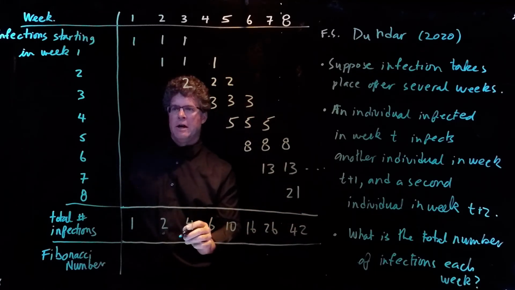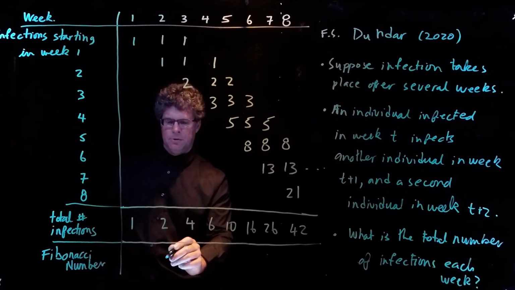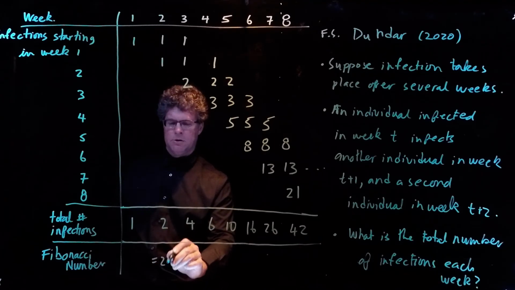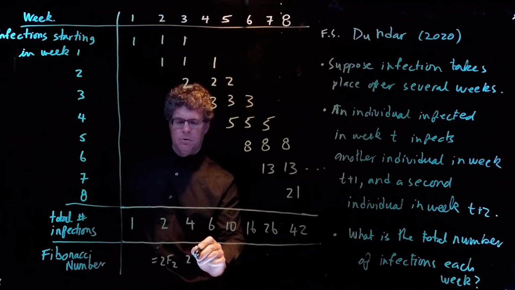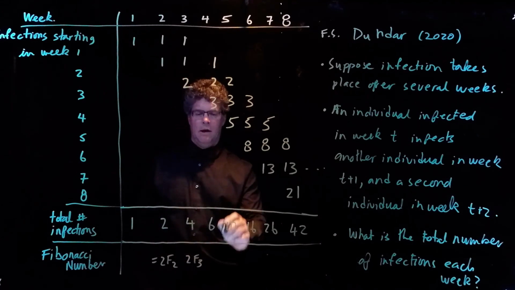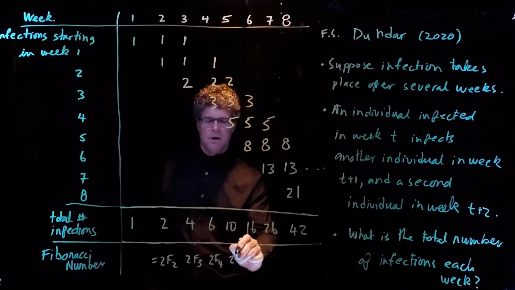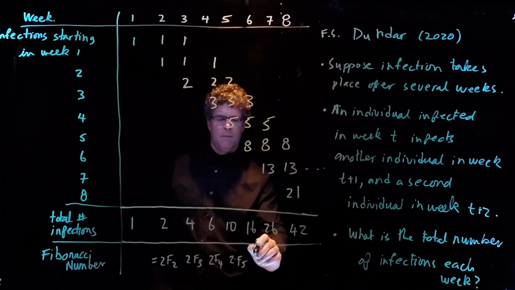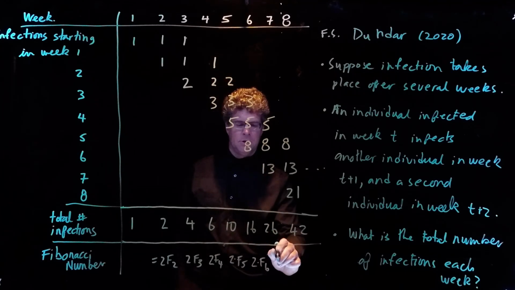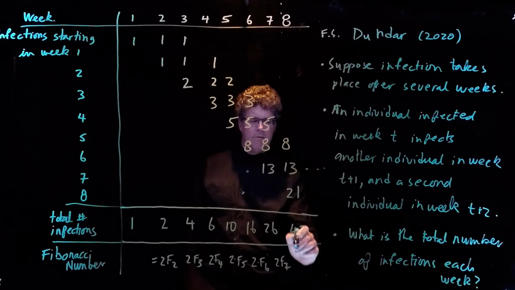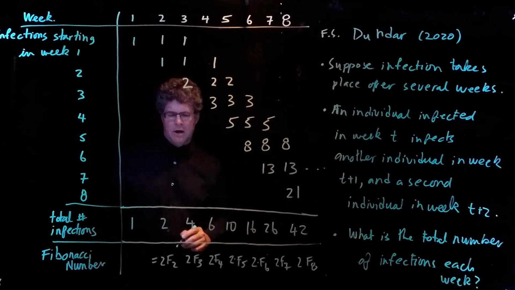Okay, so for the Fibonacci number, we just start with week 2, and 2 is equal to 2 times F2, and 4 is 2 times F3, and 6 is 2 times F4, 10 is 2 times F5, 16 is 2 times F6, 26 is 2 times F7, and 42 is 2 times F8.